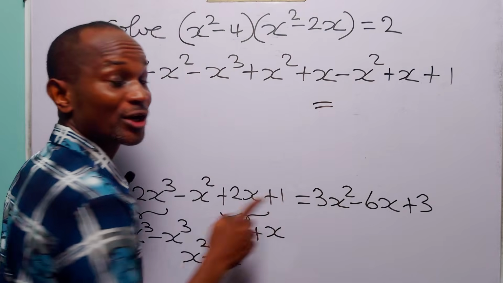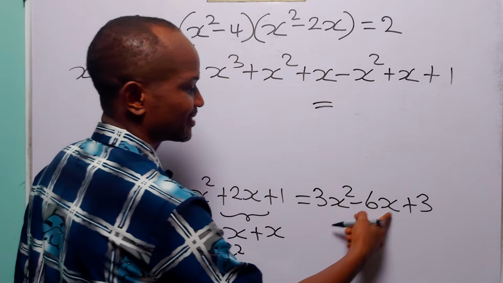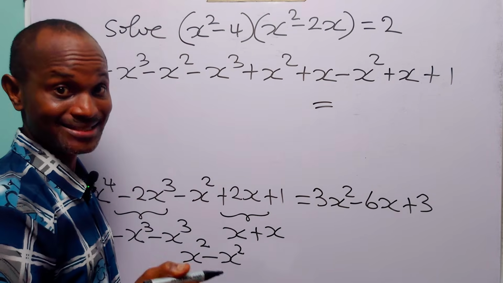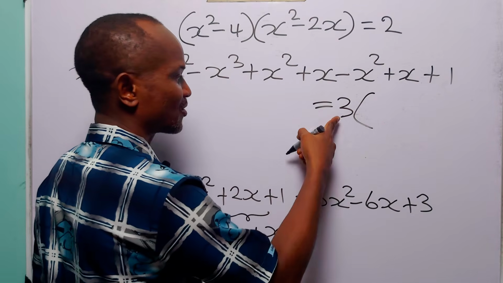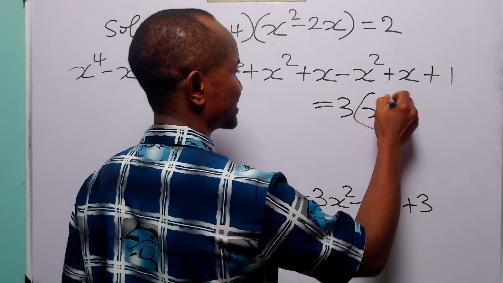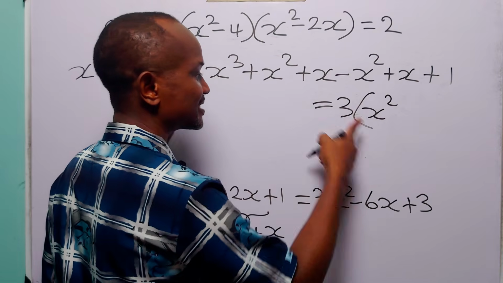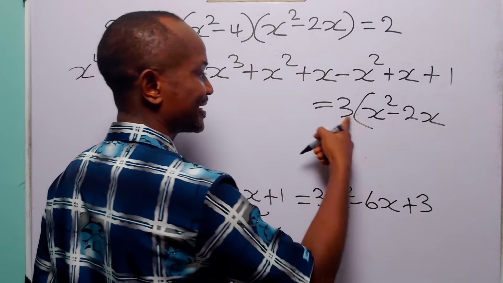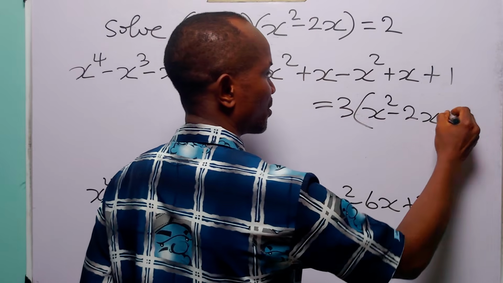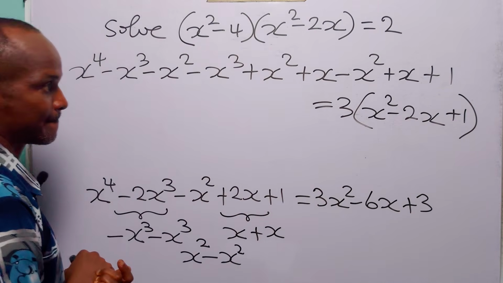Now notice that on the right hand side, these 3 terms have a common factor, which is 3. So we can write this as 3 into x squared, because 3x squared divided by 3 is x squared, minus 6x divided by 3 is minus 2x, and 3 divided by 3 is equal to 1.